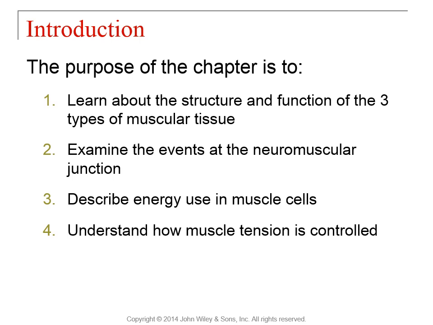Starting with muscular tissue, we're going to talk about the basic structure and function. So a lot of this will not be new to you. It's something we went back over in Chapters 3 and 4 in the earliest part of the semester. We'll talk about the 3 different types of muscular tissue, which include skeletal, cardiac, and smooth. We'll examine the neuromuscular junction a little more closely, and we'll go a little more in depth with that once we get into nervous tissue. We'll talk about different types of energy used in muscle cells, and also how the nervous system in particular controls muscle tension and why tension is so important.